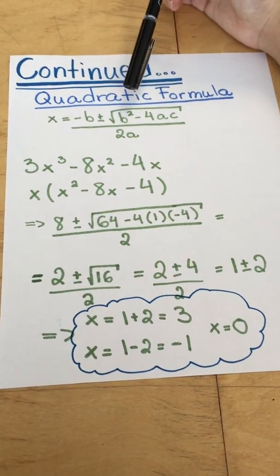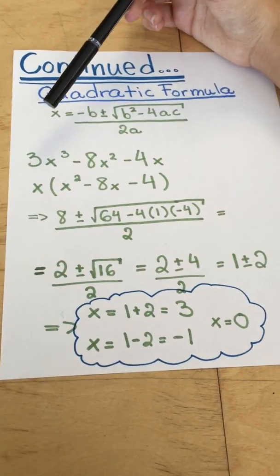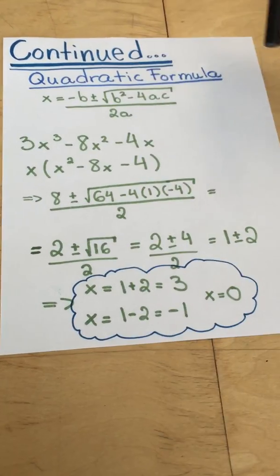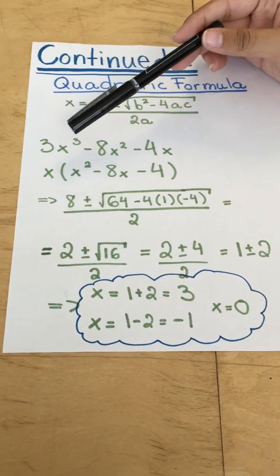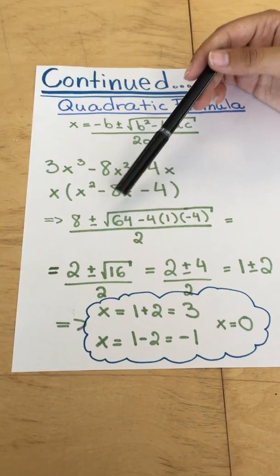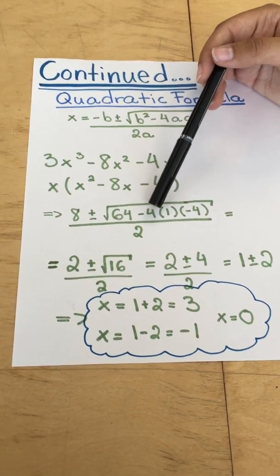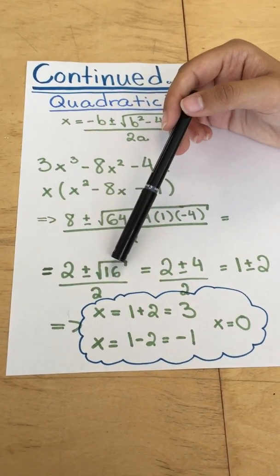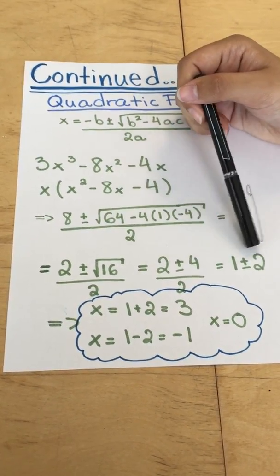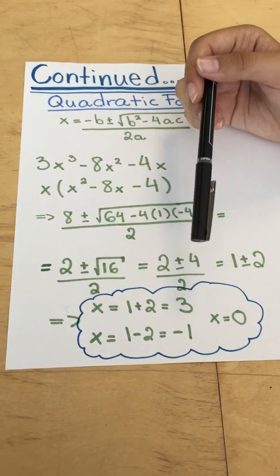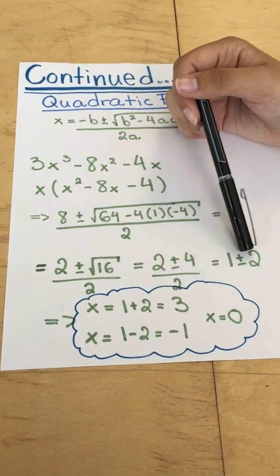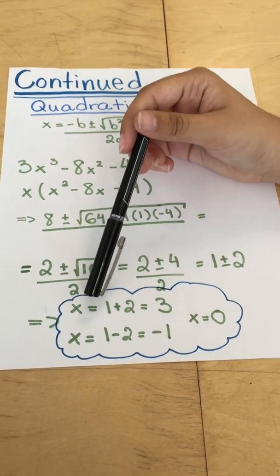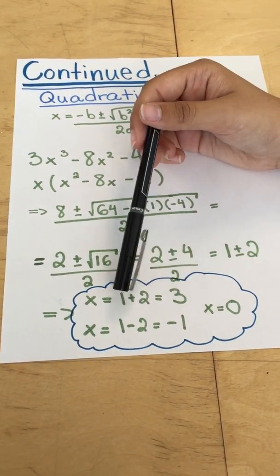Another way to find zeros is through the quadratic formula like we talked about earlier, where you just plug in the values and then solve. So for this one, it's 3x cubed minus 8x squared minus 4x. So you plug in all those values. So you get 8 plus or minus square root 64 minus 4 times 1 times negative 4. And then you break it up into those below and solve. So you get 2 plus or minus square root 16, which ends up being 2 plus or minus 4 over 2. And that equals 1 plus or minus 2.